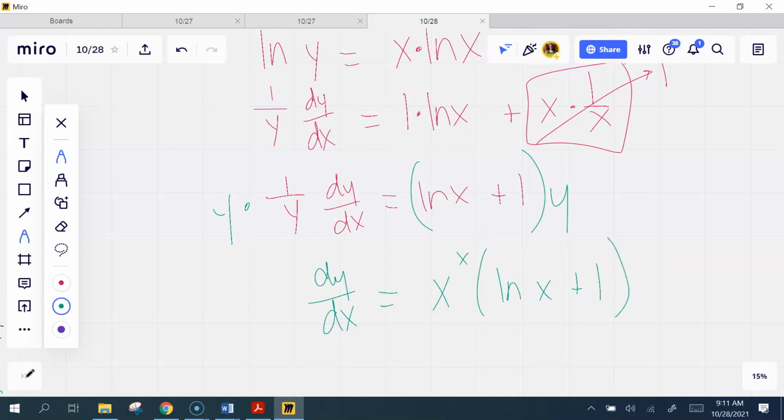Wait, so where it says ln y equals x times ln x, what did you do? I get what you did on the left, but what did you do on the right? Did the chain rule? Wait, on which part? See where it says ln y equals x times ln x? I get you take the derivative on the left, but for the right side, you do product rule. Yeah, okay.